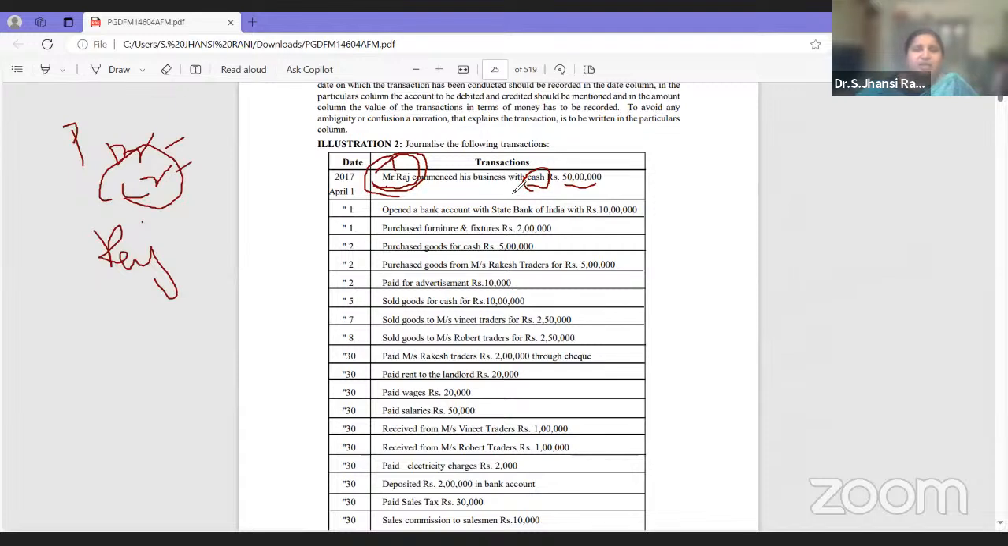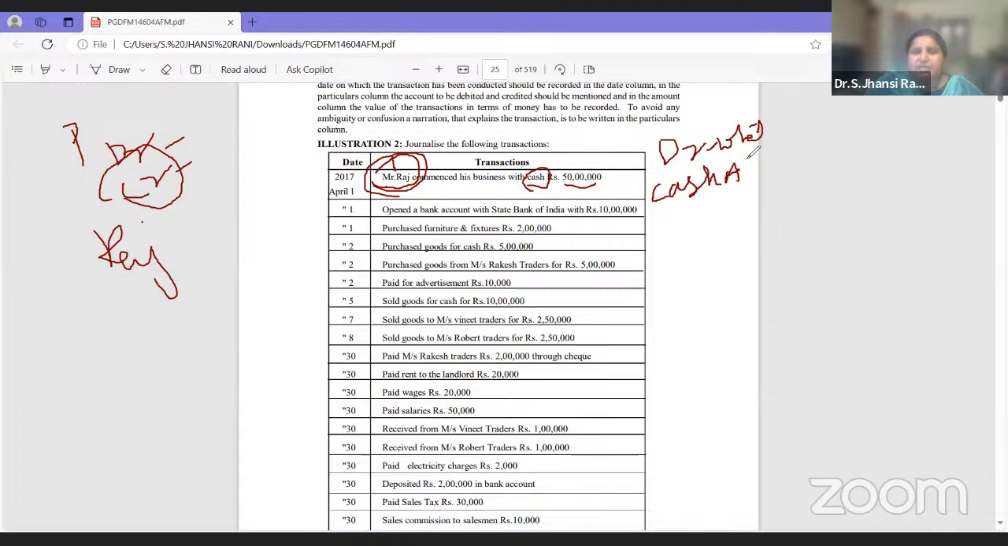When Raj is bringing cash into the business, from the view of the business we have to understand whether cash is coming into the business or going out of it. When he's investing, cash is coming into the business. So as per the real account rule, debit what comes in. What is coming into the business now? Cash is coming, so we will write cash account debit.